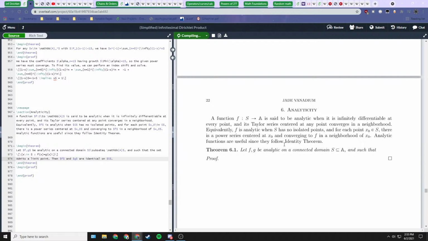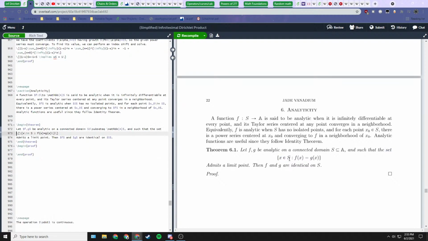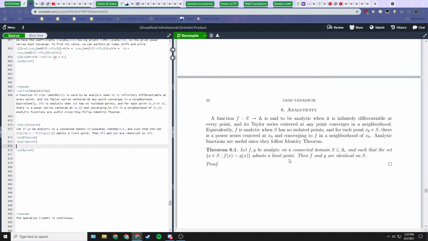So the identity theorem is this statement. Let f and g be analytic on a connected domain S subset to A, and such that the set of x in S such that f of x equals g of x admits a limit point. Then f and g are identical on S. And so the proof for this, you use of course, a connectedness argument.